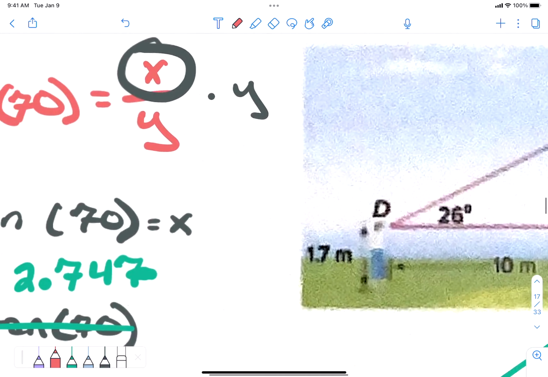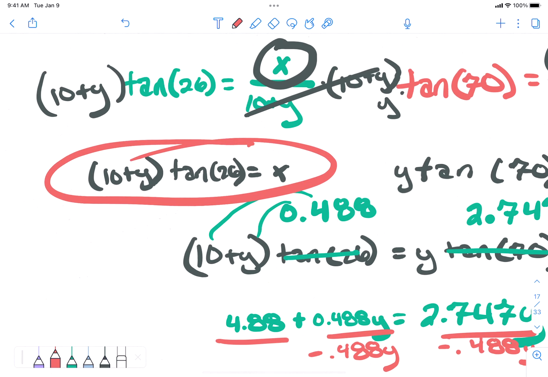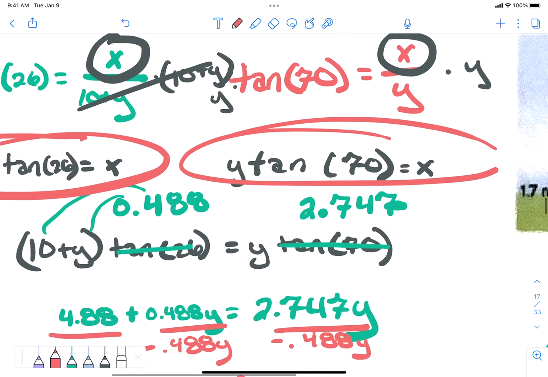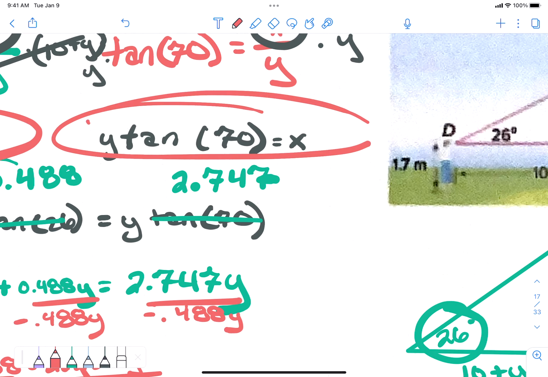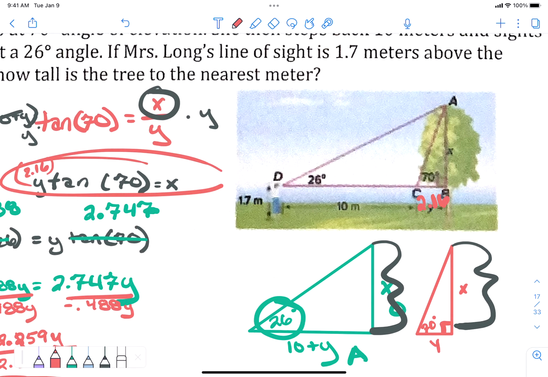But we have 2 equations for x right here. We have that x equals 10 plus y times tangent of 26, or x equals y times tangent of 70. Let's do that one. Which one? The second one. I like that because then we don't have to add 10, right? So all we need to do is take 2.16 times tangent of 70, and we have what x is. 5.934 is x. But we're still not done.